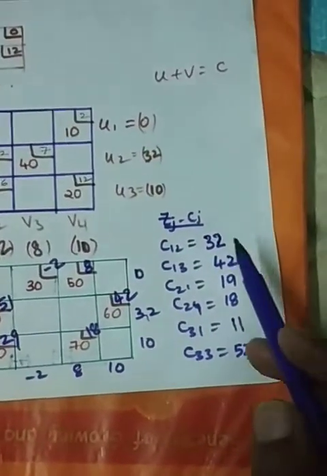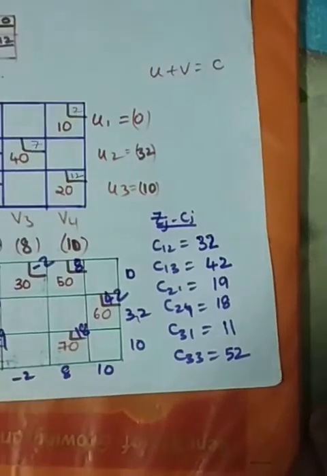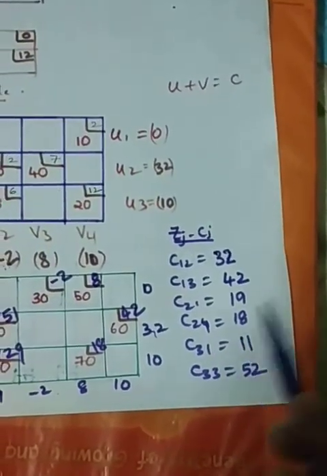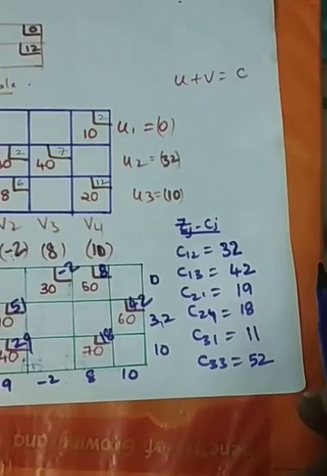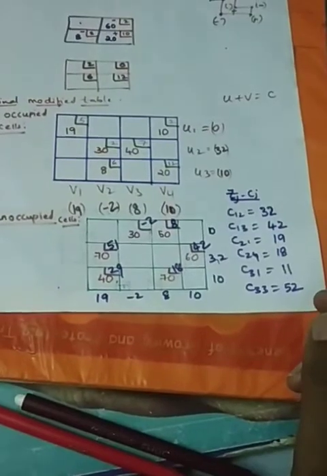So because all the values are positive, therefore the given solution is said to be an optimal solution. Okay, so now because all the values are greater than 0, the problem is said to be an optimal solution. Okay, so this is the way we solve the transportation problem.